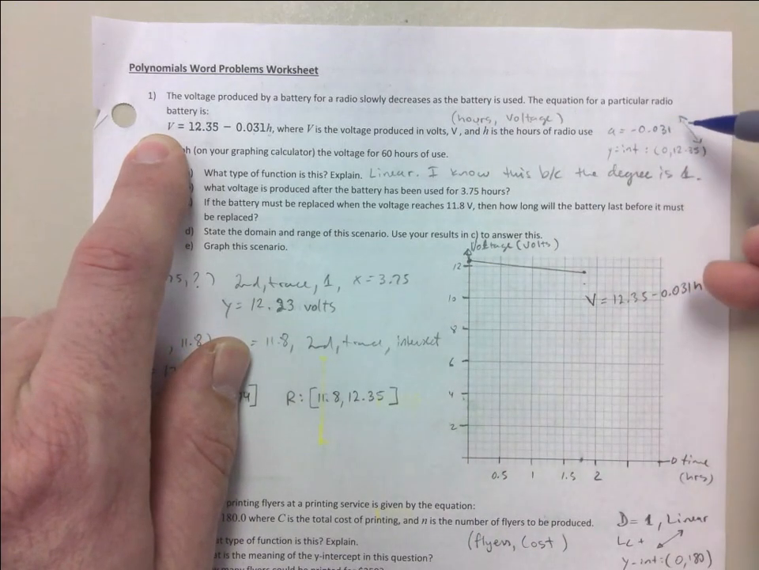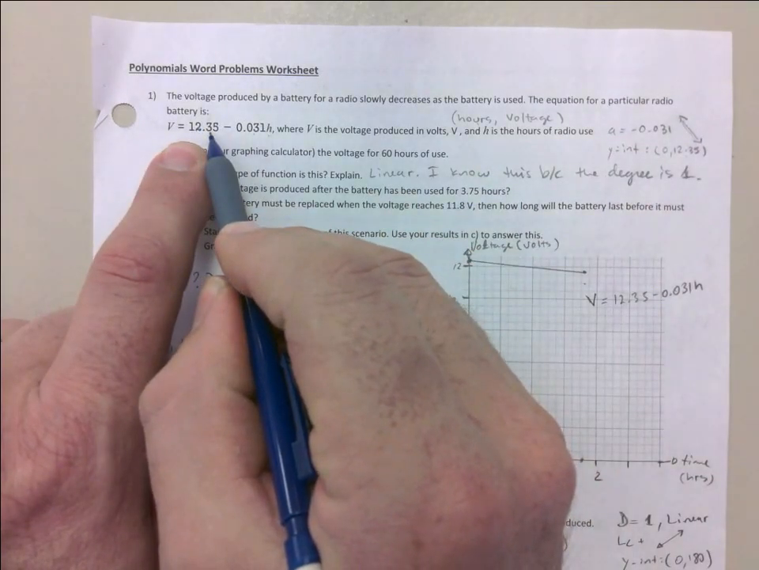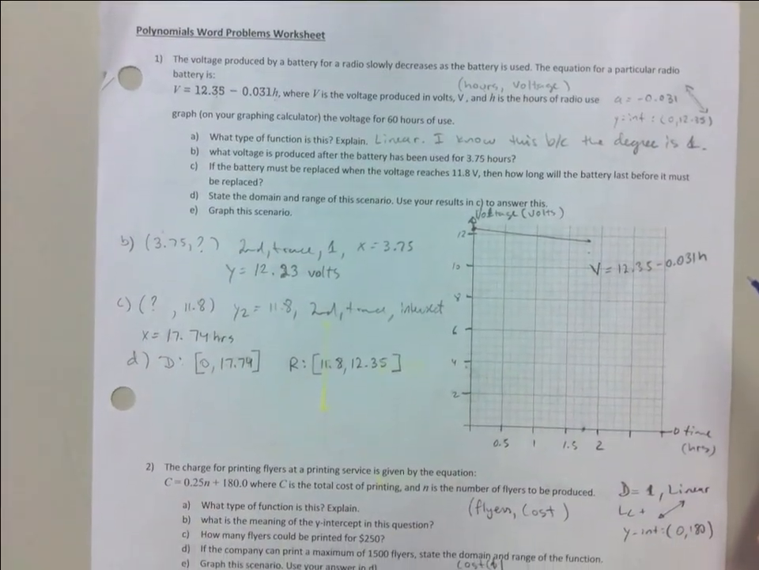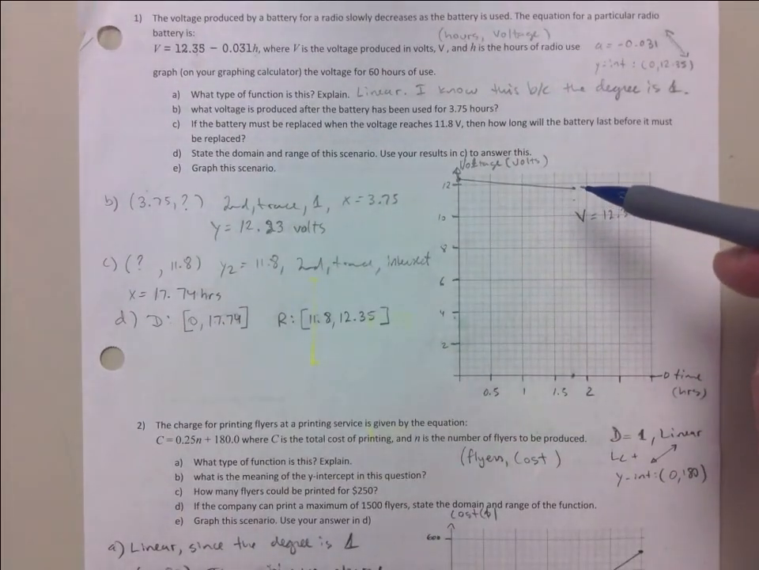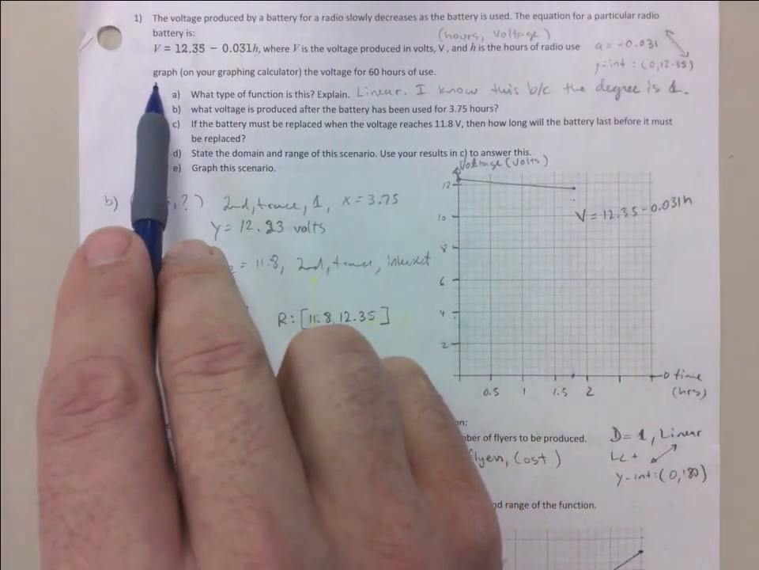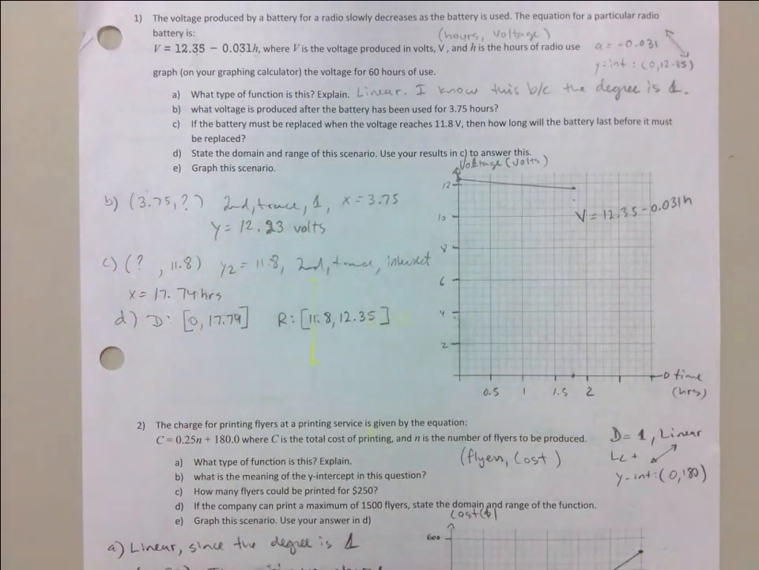A is negative, leading coefficient, so I'm expecting this. I do know my y-intercept. It's that constant there. Okay? So when I graphed it, why did I stop there? I stopped there because the question says, graph on your graphing calculator the voltage for 60 hours of use. That's not true. This one doesn't show 60, does it?